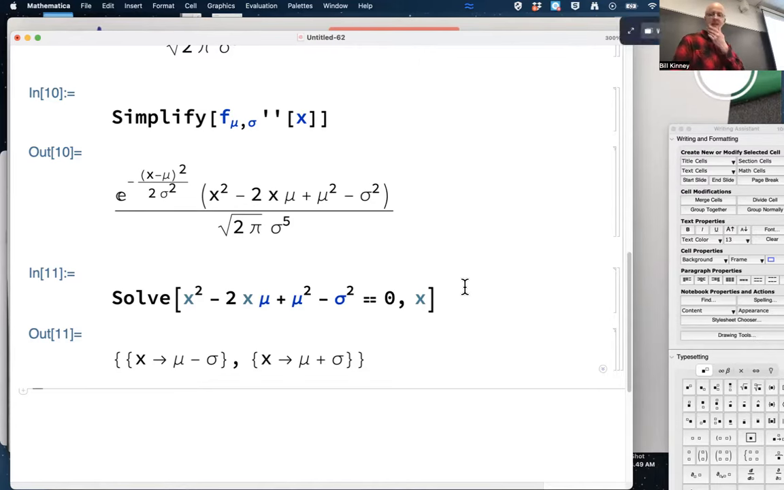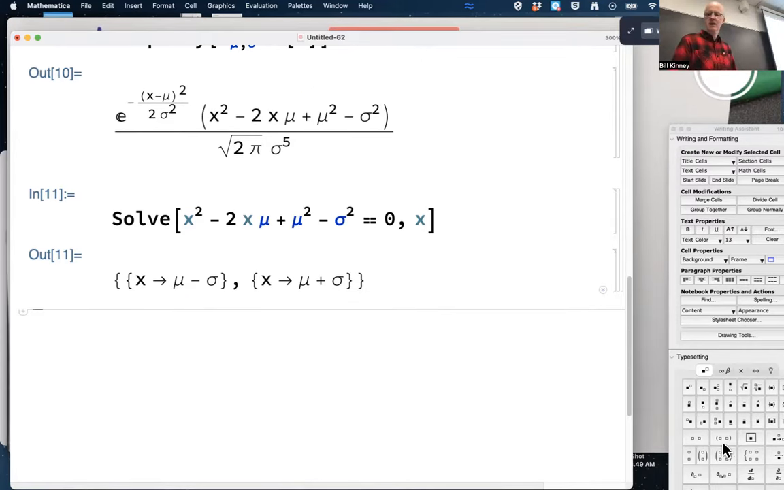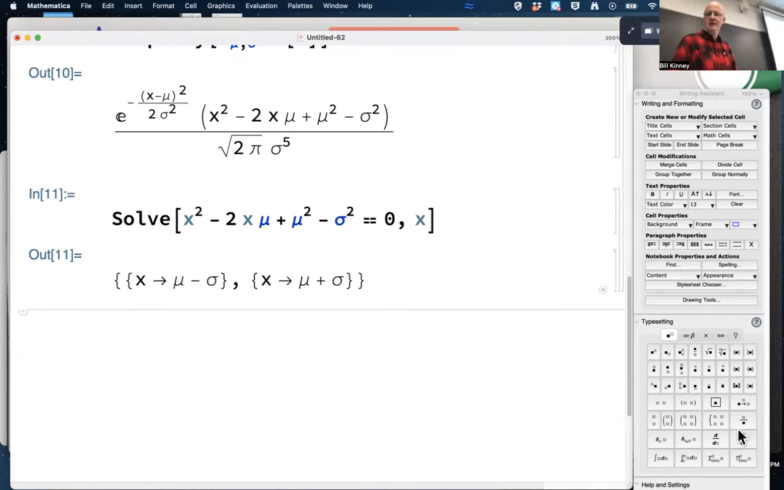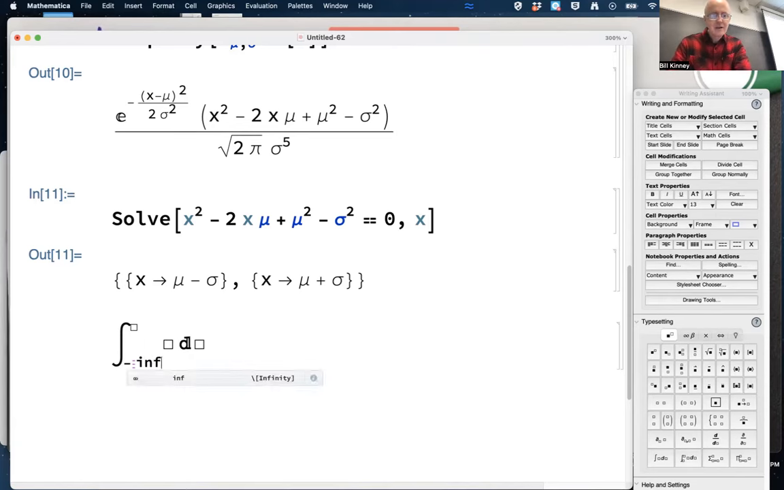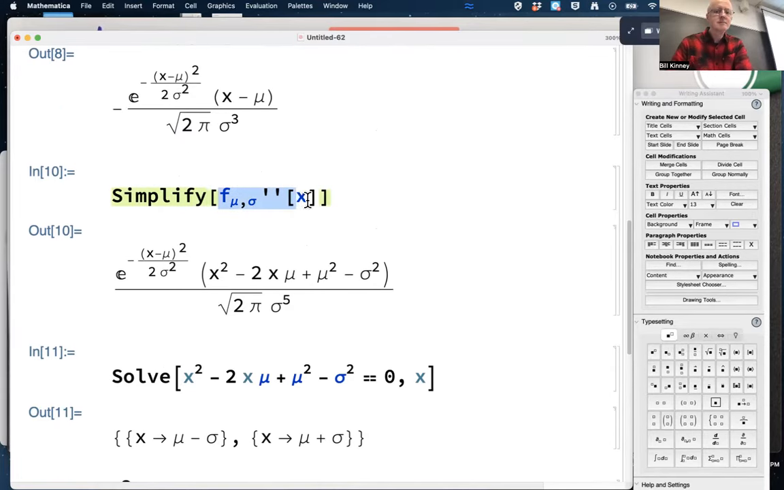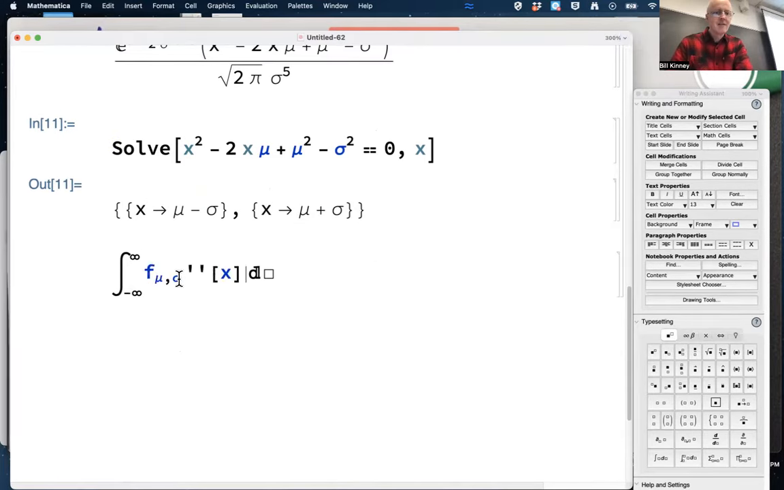By the way, to confirm that the area under the graph is 1, no matter what mu and sigma are, I think Mathematica can do that. There is an integral symbol on this palette. If I can find it, if I can move the palette here. Let's move this thing. Here we go, right here. If I integrate from minus infinity to infinity, this function without double primes, I think Mathematica is good enough to say the answer is 1.